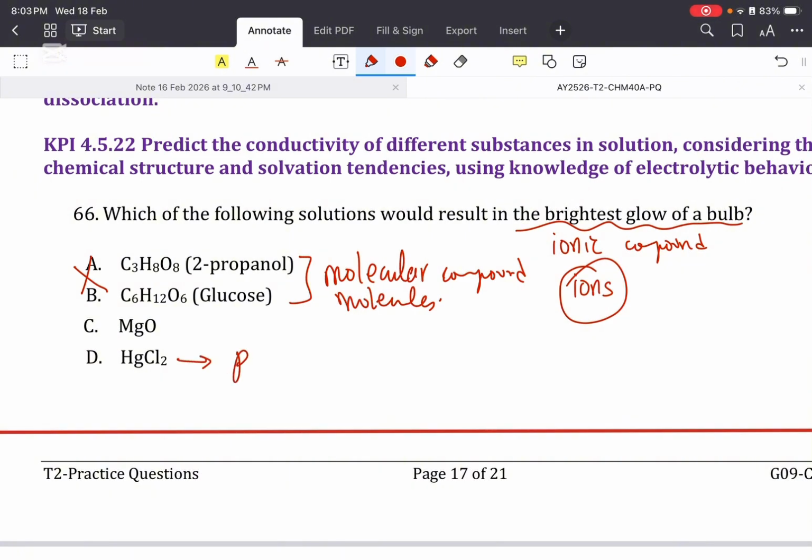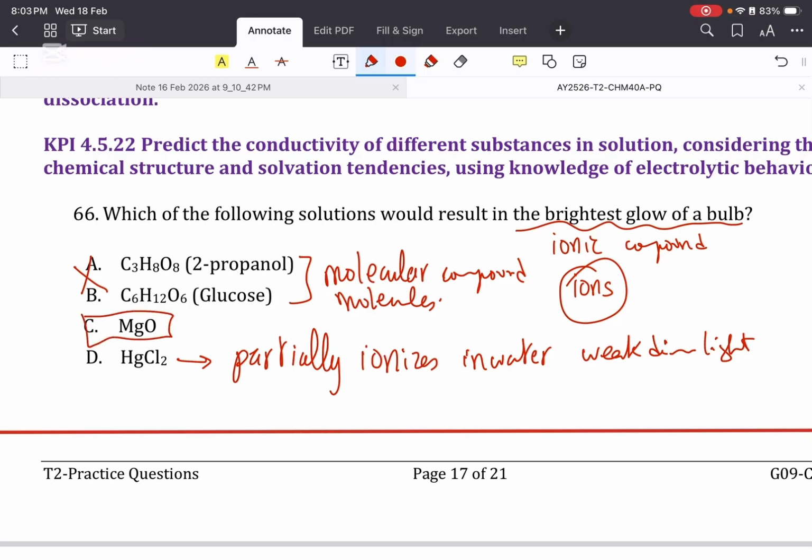Now for this one, it partially ionizes in water. So the bulb will glow, but it would be a weak or dim light. But magnesium oxide is an ionic compound that can dissociate totally in water. So when this one is in water, it's going to give me the brightest glow of a bulb.